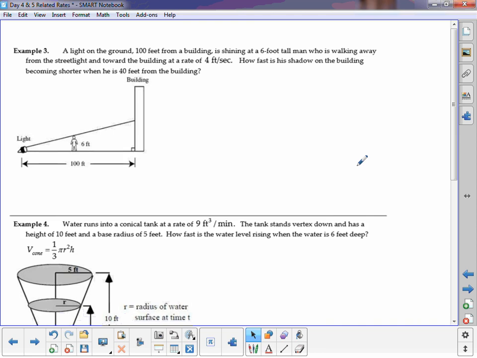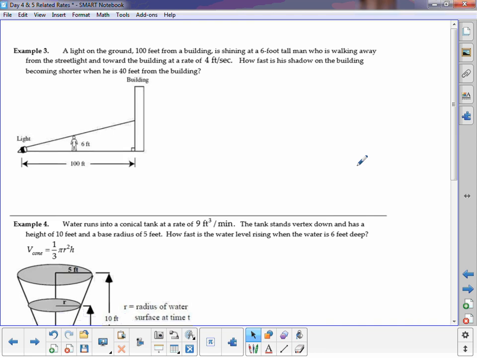All right, this one's kind of weird. So a light on the ground, 100 feet from a building, is shining at a 6-foot tall man who is walking away from the streetlight and toward the building at a rate of 4 feet per second. How fast is his shadow on the building becoming shorter when he is 40 feet from the building?